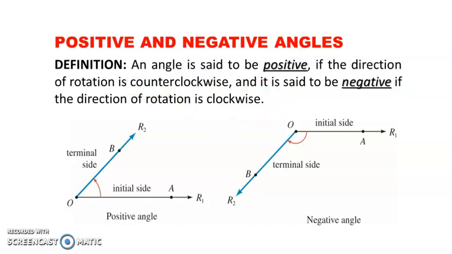The first illustration shows a positive angle. That is, the initial side rotates in a counterclockwise direction. Let's say I name this as an angle alpha. The second figure shows an example of a negative angle. That is, the initial side rotates in a clockwise direction. Let's say I name this as an angle beta.